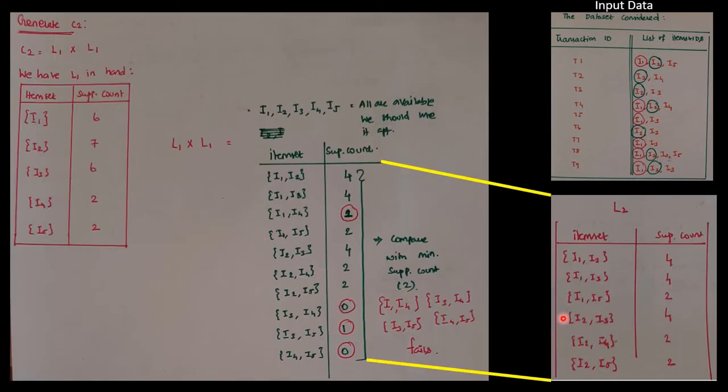Remember one point: if at any point in time I get values like I1, I3, I2, I3, forget it, this won't work. Take the case I1, I3, I2, I4. When you join I1, I3 with I2, I4, you get I1, I2, I3, I4. All 4 are unique, so all 4 items come into the picture.